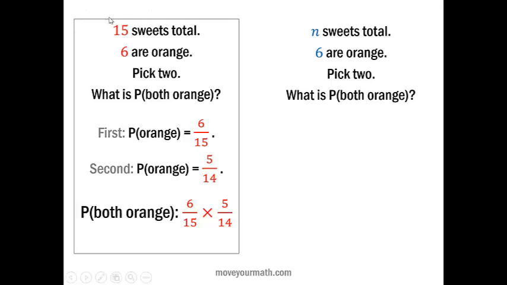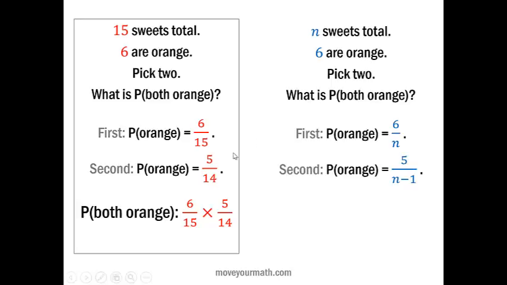Well, this is just replacing the 15 here with an n here. So we get the first sweet is just 6 out of n. And the second sweet is just 5 out of n minus 1. If we had n sweets to start with, when we pick one out, we've got n minus 1 left. So the probability that both are orange is 6 out of n times 5 out of n minus 1.